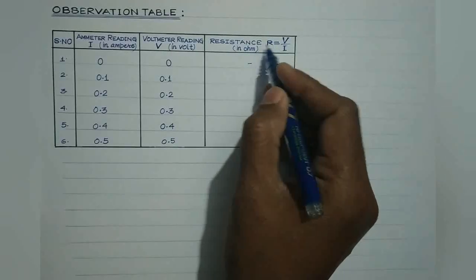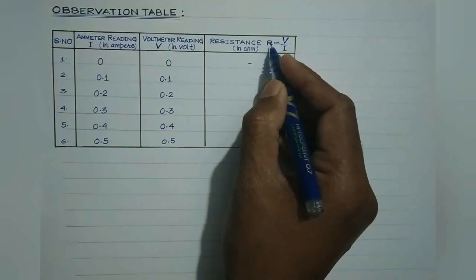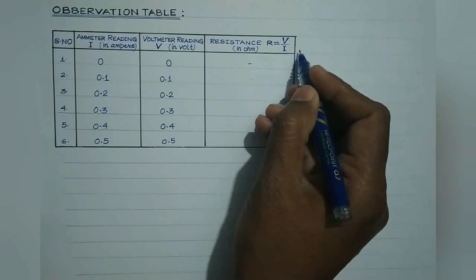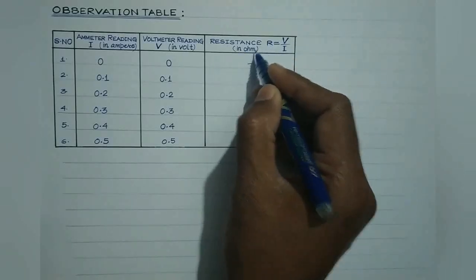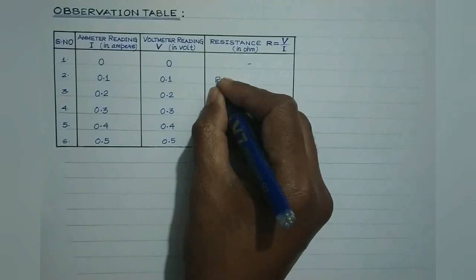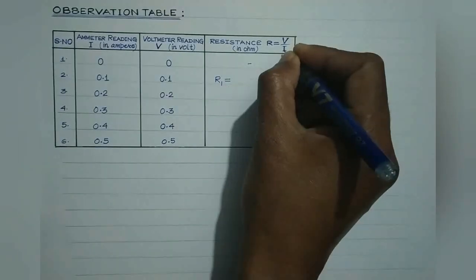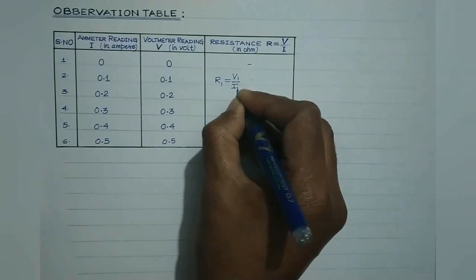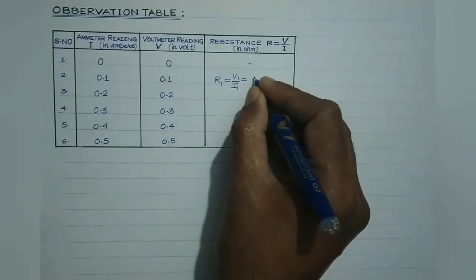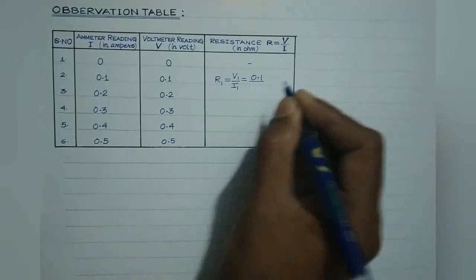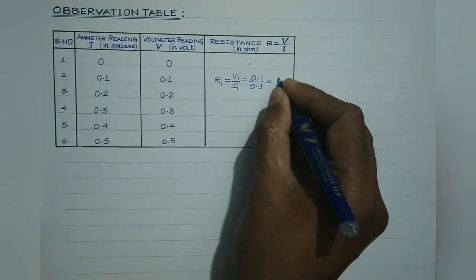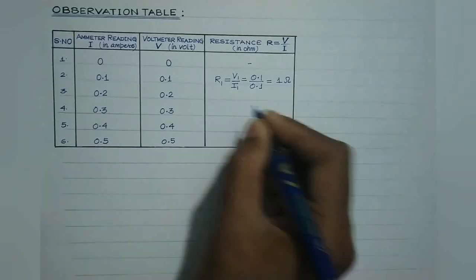Now let's find out the value of resistances. So we are supposed to make use of this formula. V is in volts, I is in ampere, so resistance would be in ohm. So let's get the value of R1. It is V by I, so it is V1 by I1. So it is equal to V1 which is 0.1 divided by I1 which is 0.1. So it would be equal to 1 ohm, right?